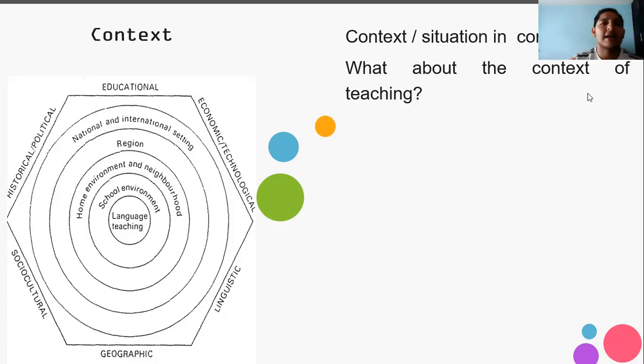Inside the umbrella of the context for planning, you might find national and international settings, social needs, social problems, and factors and elements that might take care of those problems. Home environment and neighborhood, school environment, and in the middle, language teaching, which is the place where we're going to try to do something about planning as applied linguists.